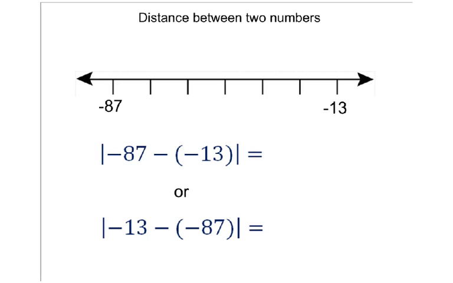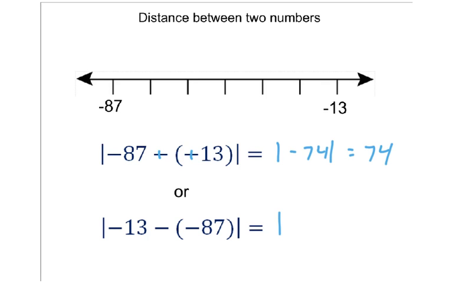The distance between negative 87 and negative 13. Again, we can subtract in either order. Negative 87 minus a negative 13 gives us a negative 74, and the absolute value of that is 74.